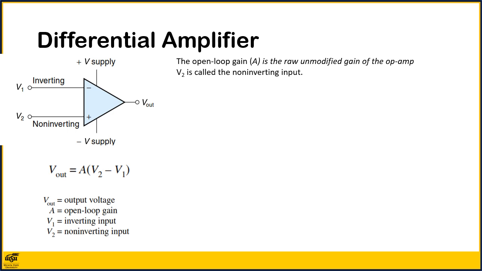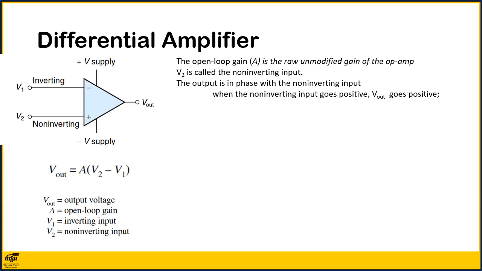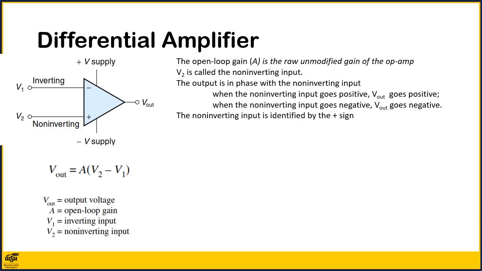V2 is called the non-inverting input. You see the plus sign next to it. As the name implies, the output is in phase with the non-inverting input. When the non-inverting input goes positive, Vout goes positive. When the non-inverting input goes negative, Vout goes negative. The non-inverting input is identified by the plus sign.